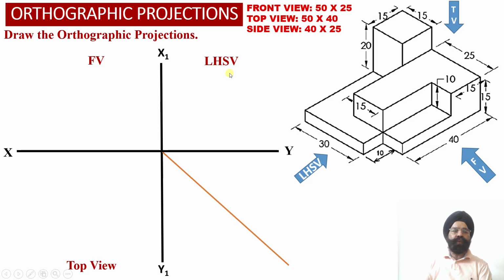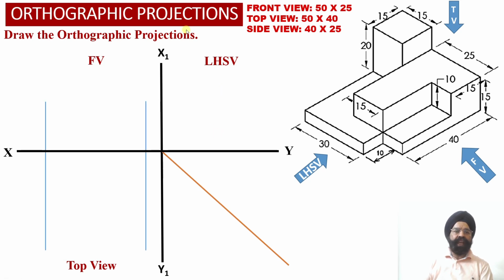So now since we are going to evaluate the orthographic projections of the solid in the first angle projection method, we are going to obtain the front view projections of the solid above the XY reference line. We will be obtaining the top view orthographic projections of the solid below the XY reference line, and the left hand side view orthographic projections of the solid will be obtained on the right hand side of the front view projections above the XY reference line.